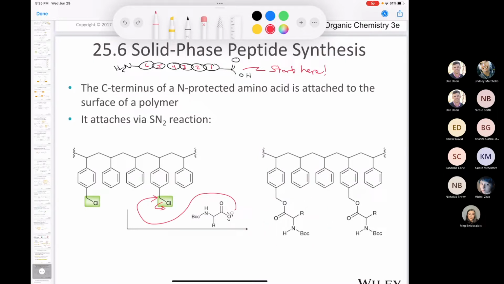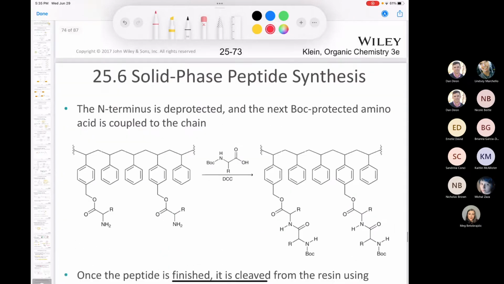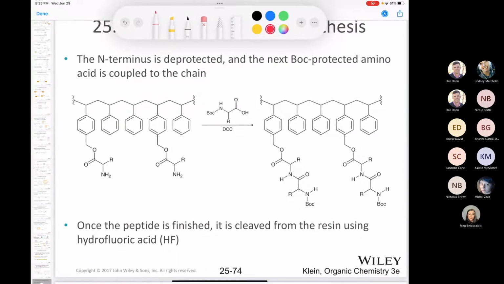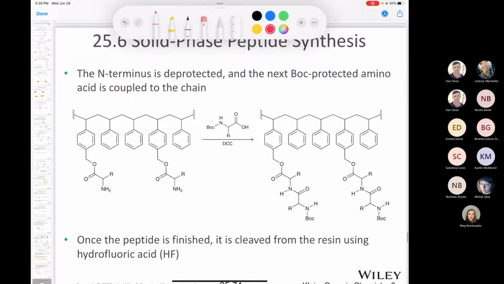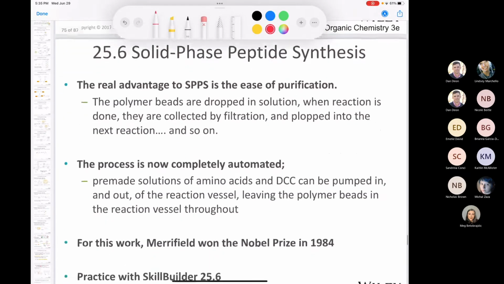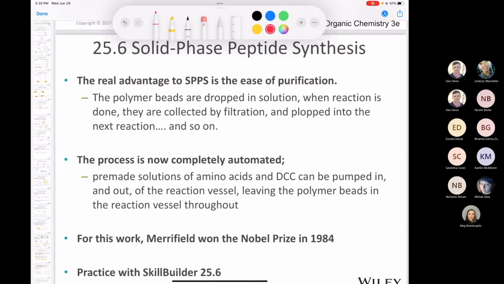So now that it's stuck to the polymer, what are you going to do? You're going to remove the N-Boc group, and then you're going to attach the next amino acid. So we've only got one on there now, and then you're going to do the next one by removing the protecting group. So there it's removed. And then you couple on the next amino acid. So you've got the second amino acid. Now you're going to remove that protecting group, and you're going to keep adding and keep adding. And once you want to cleave this bond and remove it from the solid phase, you just treat it with HF, hydrofluoric acid. Now the real advantage to solid phase chemistry is the ease of purification.